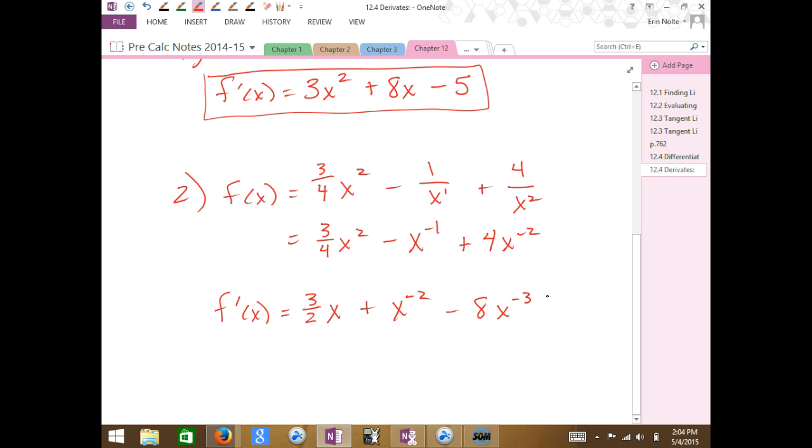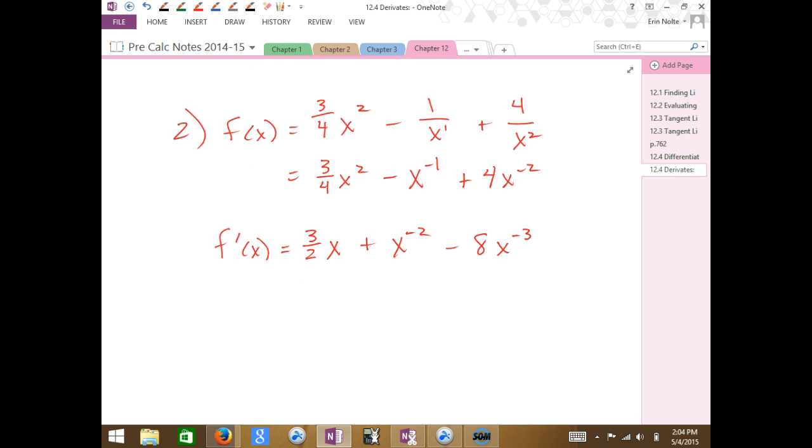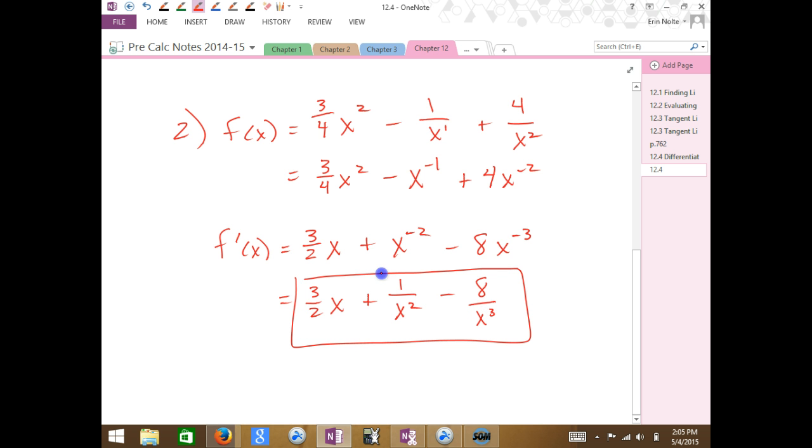Okay, now can I leave it like this? No, remember you cannot ever leave a negative exponent. So all I'm going to do is take those x's that have negative exponents and write them in the denominator. So this is going to be 3/2 x plus, how would I rewrite x to the -2 as a fraction? What's the number that stays in the top? 1. So 1 over x squared. And then minus, how do I write the third one? 8 over x cubed. Perfect. And that is the derivative.